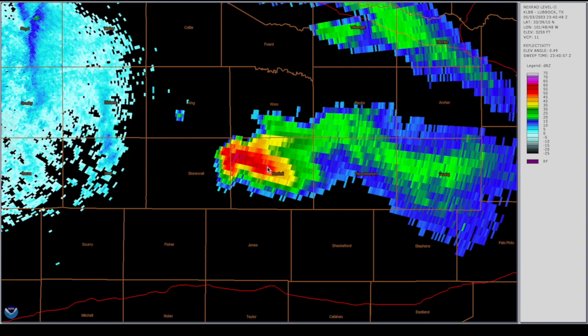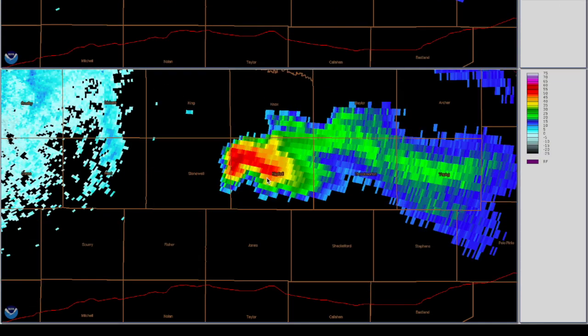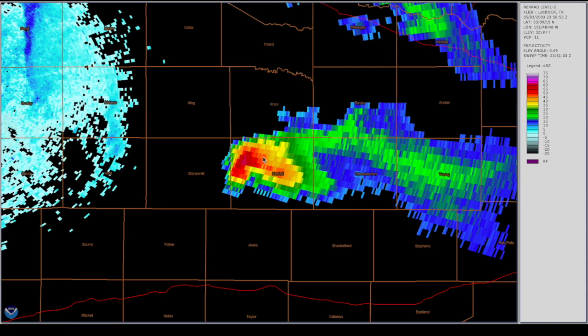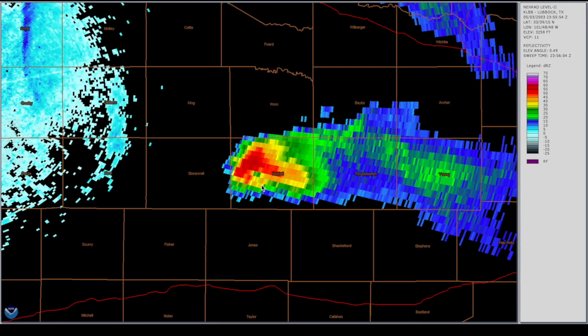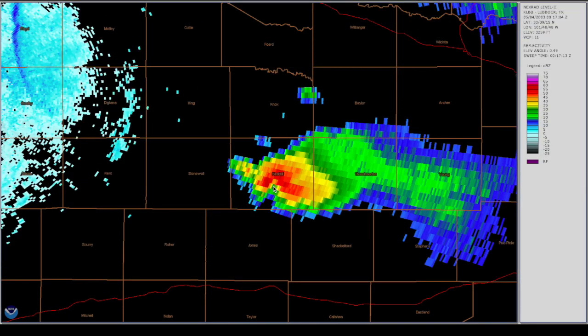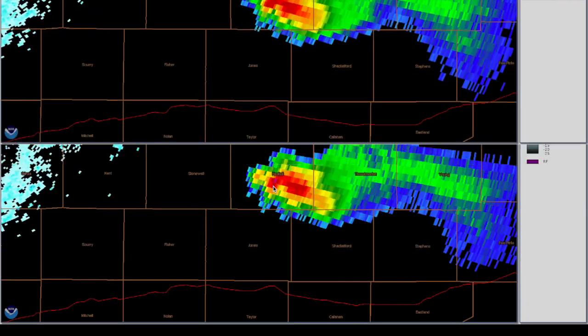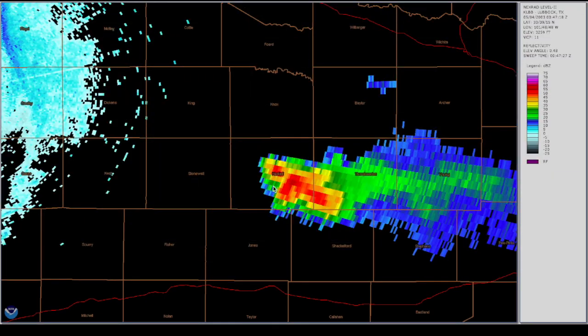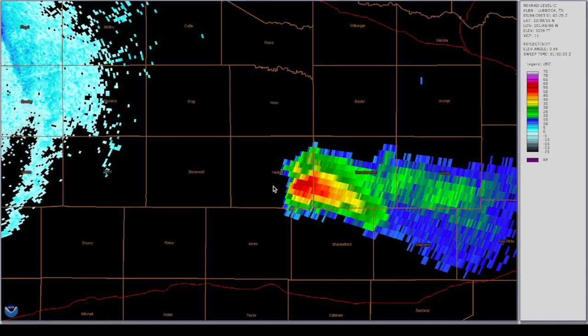And now this is what I want to show you here. If you look at this, you can see somewhat of a straight line from where it says Haskell to about the boundary between Haskell County and Stonewall County. And it starts to curve slightly southward. And we can see this curve in the storm becomes more evident as we get further into the frames. And this is called the hook echo. This is apparent on radar. So really this is just the storm wrapping around precipitation because of its rotation.